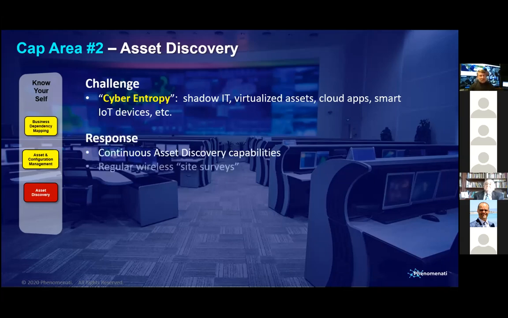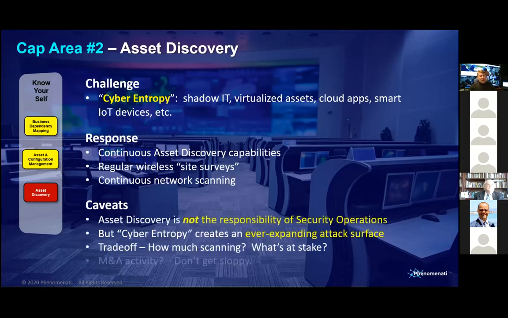The typical response here where asset discovery are things like wireless site surveys, network scanning, Nmap, Nessus, they're all your friends. Wireshark is a big one I've used. The point is, we need to continually stay on top of it, and it's not just on IP, TCP/IP networks. It's on all of the interconnected devices we've got in our environment.